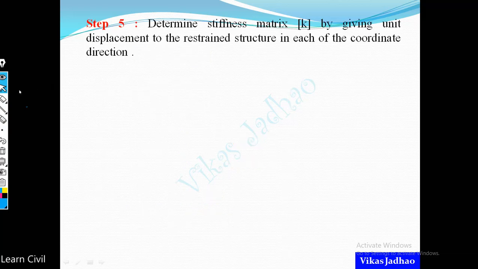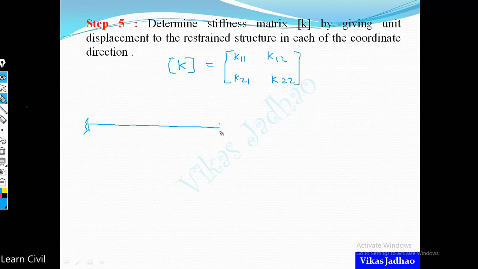Next step is to determine the stiffness matrix by giving unit displacement to the restrained structure in each of the coordinate directions. So first we have to find out this stiffness matrix, the K matrix. The K matrix will be a 2 by 2 matrix, and the coefficients will be K11, K12, K21 and K22. Now for finding the values of K11 and K21, we will consider our structure and apply a unit rotation at coordinate number 1. This is our coordinate number 1, and this is our coordinate number 2.